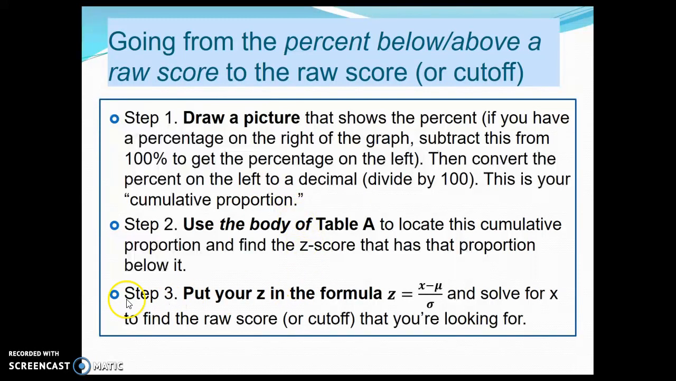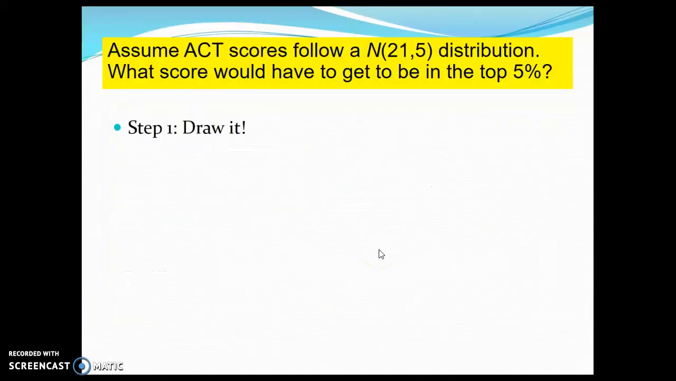So to find that mystery z-score, in step 2, use table A to find the proportion. So now you're looking in the body of table A. Once you find as close as you can, you'll be in between two numbers. You'll trace it to the outside of table A to get your z-score. Once you have your z-score, you'll move down to step 3. You'll plug the z-score in here. The mean and the standard deviation you should be given already, and then you can solve for x, which is that raw score cutoff that you were looking for. So let's take a look at how we would do that.